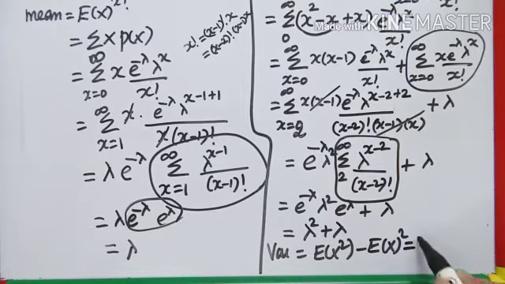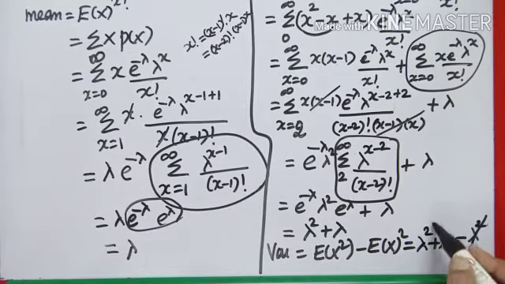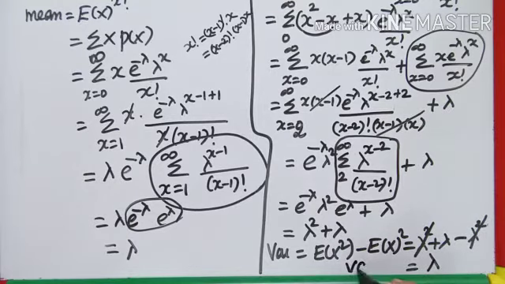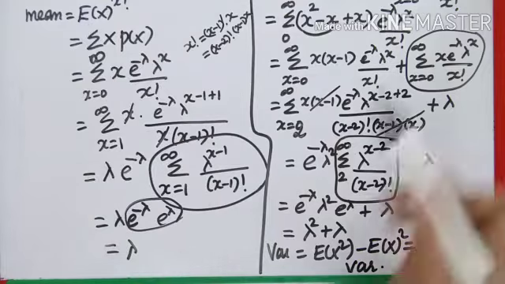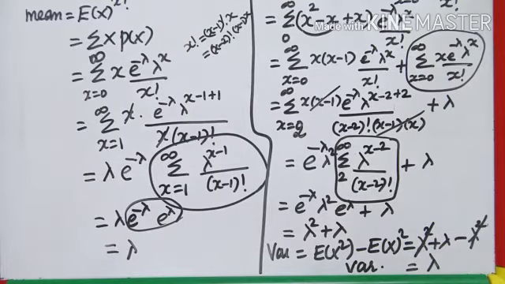What is e of x square? Lambda square plus lambda. What is e of x from here? Lambda. Square of it is lambda square. Cancel these two. Again I get only lambda. So in Poisson distribution, it is easy to derive and remember. Mean is lambda. Variance is also lambda.